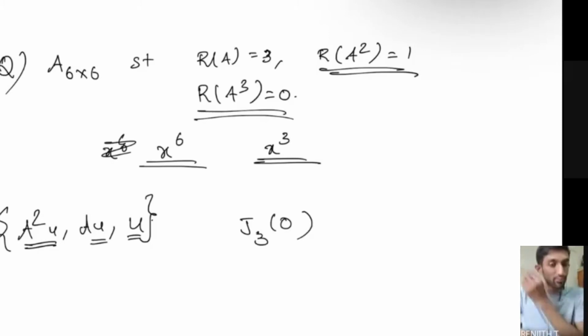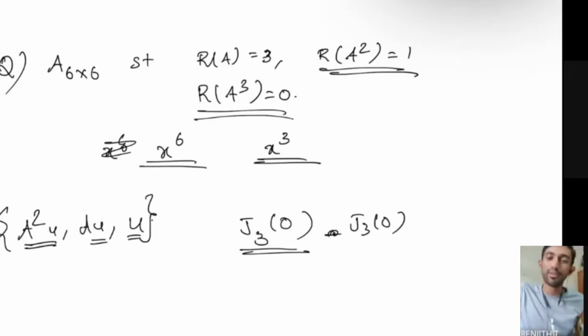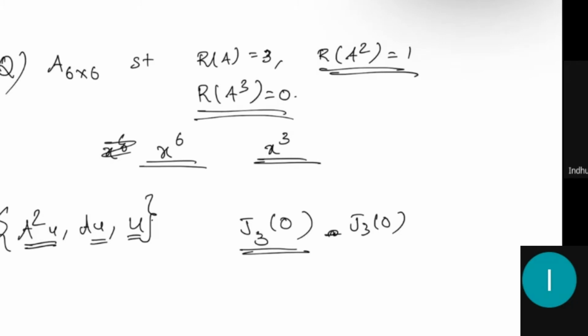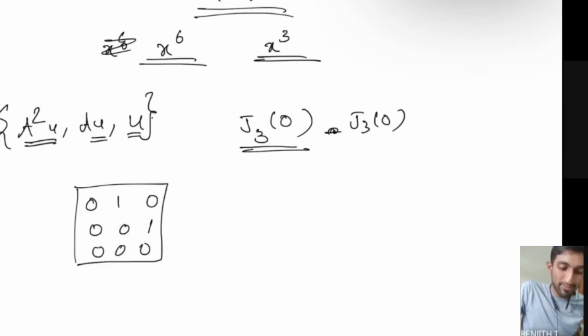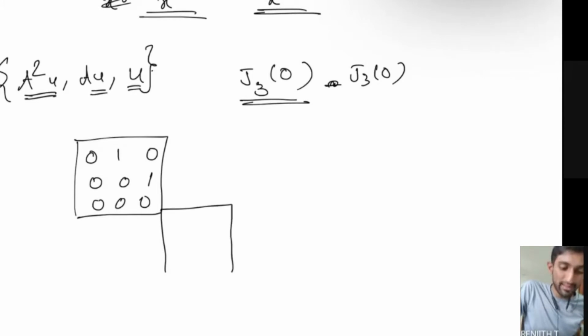Now, what next? So this Jordan block of order 3 of 0 will be there. Then we need 3 more points, right? This is a 3 by 3 matrix. Now we need 3 more points. That can be another J3 of 0. Is it possible? J3 of 0 means 0, 1, 0, 0, 0, 1, 0, 0, 0. This is one Jordan block. So now a 3 by 3 is missing. So that 3 by 3 can be one more. So now there are three options.